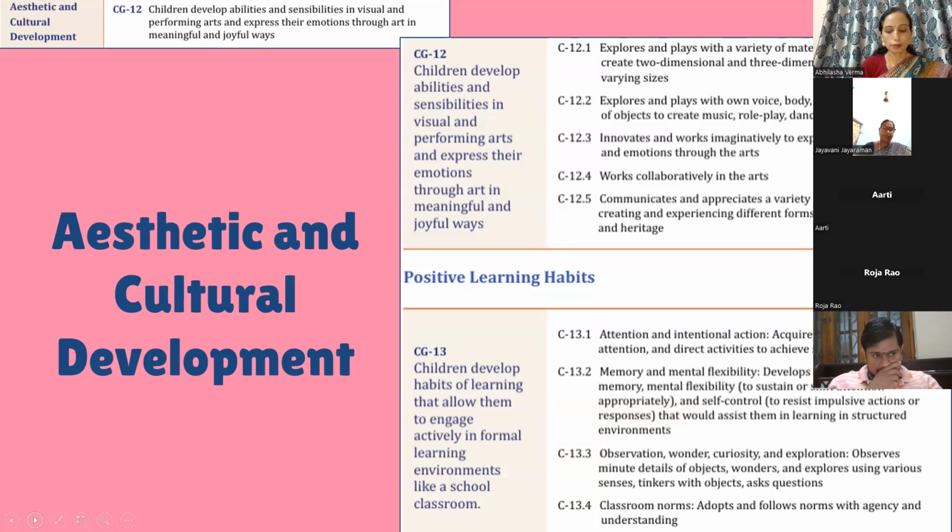For example, communities living in the coastal areas may develop fishing traditions and maritime customs that are distinct from those in the inland regions. And of course, the family plays a very vital role in the overall child's aesthetic and cultural development. The child learns to communicate and appreciates a variety of responses while creating and experiencing different forms of art, local culture, and heritage. The child learns to observe, wonder, curiosity increases, and he learns to explore.